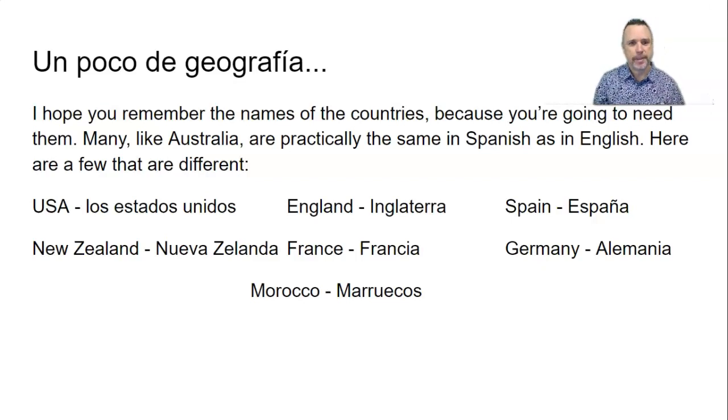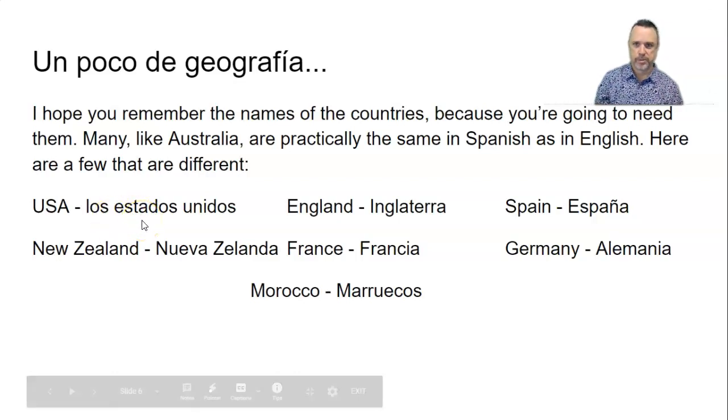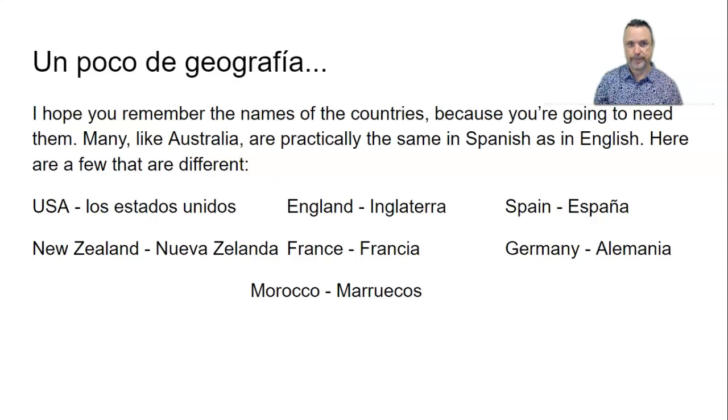Staying in Asia, can I think of another? Thailandia, Vietnam. Yeah, these are not very different. There are some though that aren't very similar. So let's have a look at some of the examples I've got here. We've got los Estados Unidos. Estados, states, Unidos, United. So same thing, just slightly different. England is Inglaterra, Spain, España. New Zealand, Nueva Zelanda, which is not that different. France, Francia, pretty similar again. Germany is quite different though. Germany is Alemania. That's a harder one to remember. And Morocco, Marruecos.